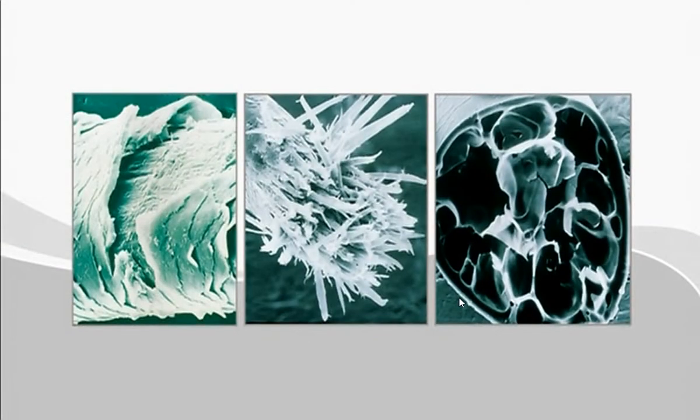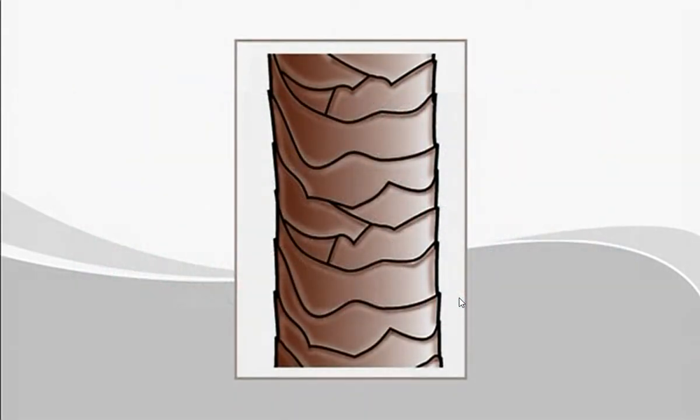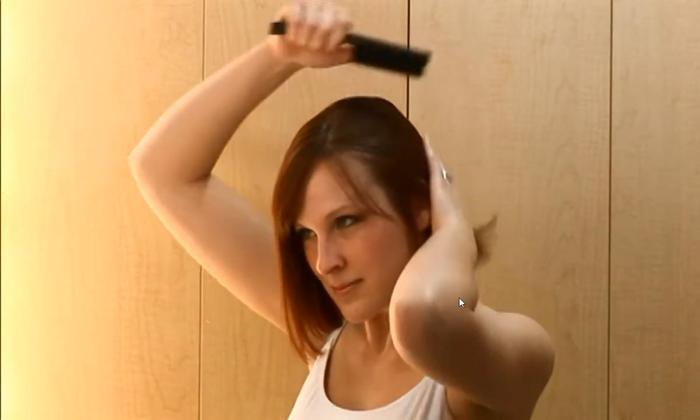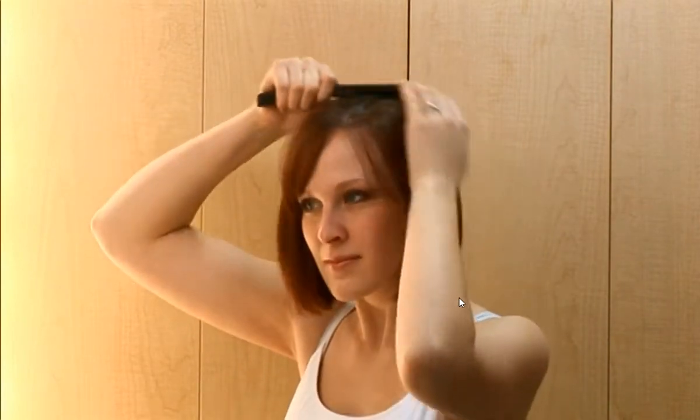Damage to the cuticle or cortex results in many common hair conditions. Each hair strand has about 7 to 12 layers of cuticle scales to protect the cortex. In healthy hair, these scales lie flat. Friction, generated through brushing and combing, is one way the cuticle can be damaged.